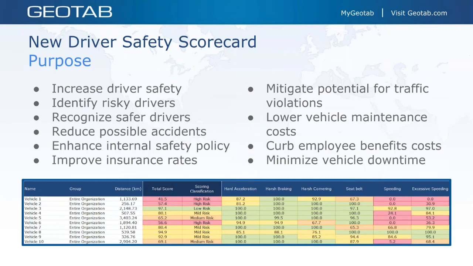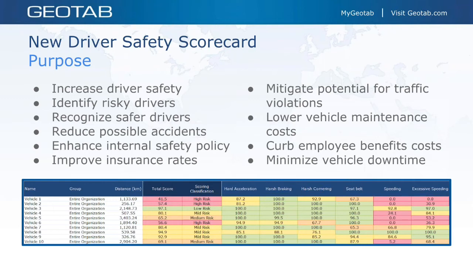Number 1, increase driver safety, identify risky drivers, recognize safer drivers. So it's not just a stick, sometimes it's a carrot, and you can use it as a positive reinforcement tool if you like. Reduce possible accidents, enhance whatever internal safety policy you have in place already, improve insurance rates. So it is possible to see up to a 25% reduction in insurance rates through the use of telematics. And in addition to that, you can see up to a 40% drop in accidents through the use of telematics.